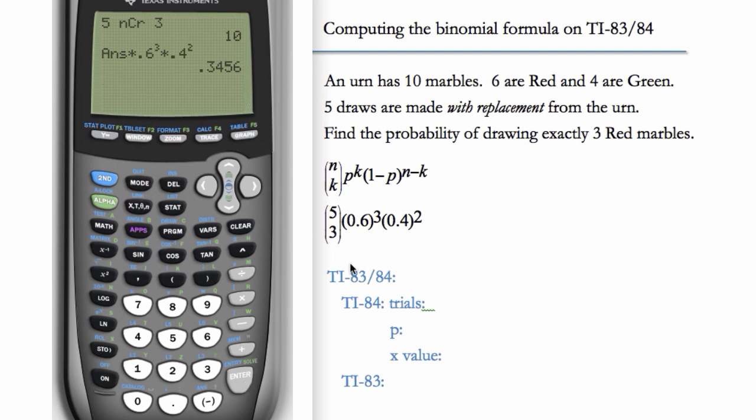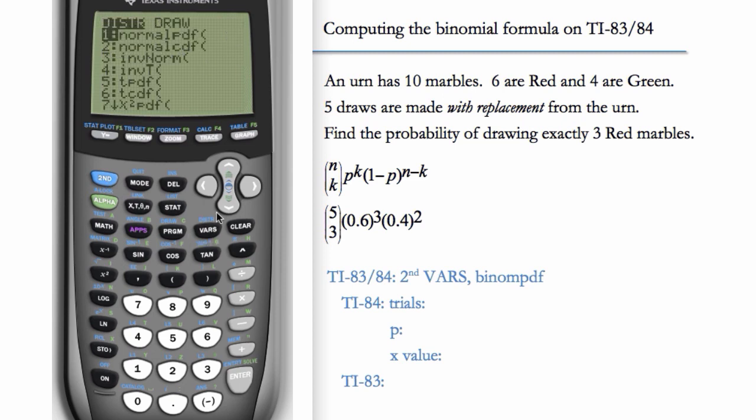To evaluate this, we can use a shortcut on the TI-83 and 84 to evaluate the entire piece at once. To do this, we're going to go to second, vars, which is distribution, and then find binomPDF. So we'll go to second, vars, and scroll down until we find binomPDF. You'll notice that there are 2 of them. For this one, we're going to choose PDF for probability.